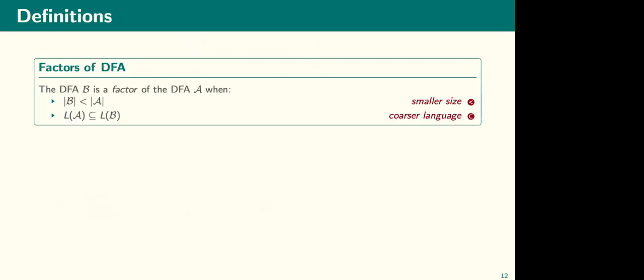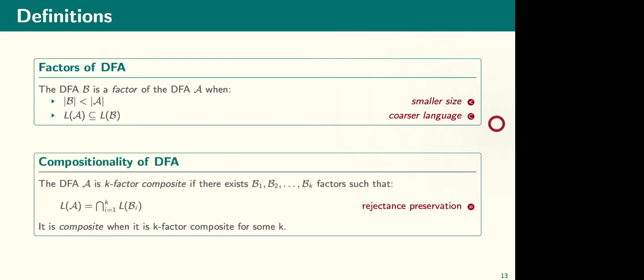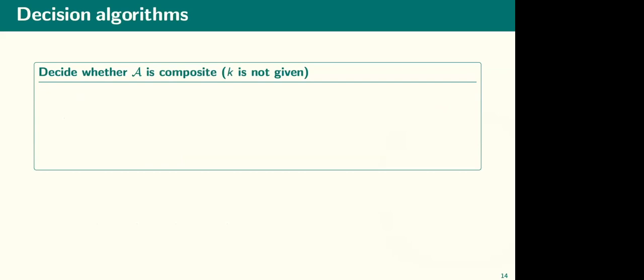I will call factor of a DFA an automaton which is smaller in the number of states and coarser, which means that its language is more permissive in the way it accepts words. Then, the k-factor compositionality of DFA asks whether there exist at most k factors such that the intersection of their languages exactly denotes the original language. Actually, since factors are coarser, one direction of this equality always holds. So this equality can be seen as the preservation of all rejecting behavior of the given DFA. Now the question is, how can we decide whether a given DFA is composite?